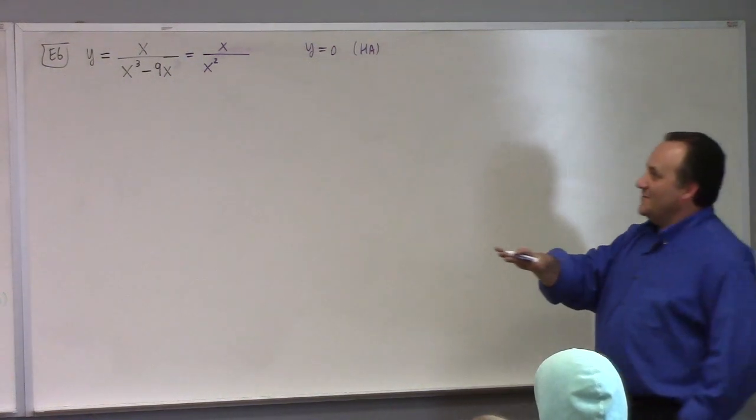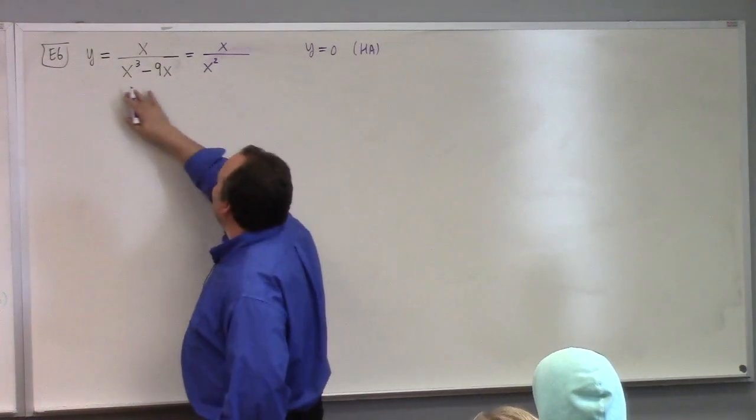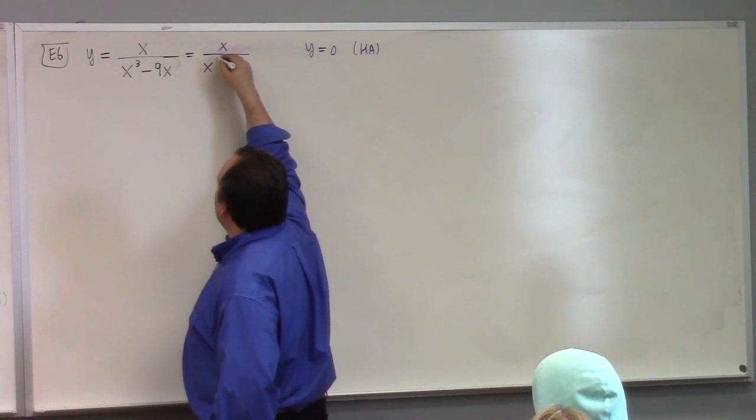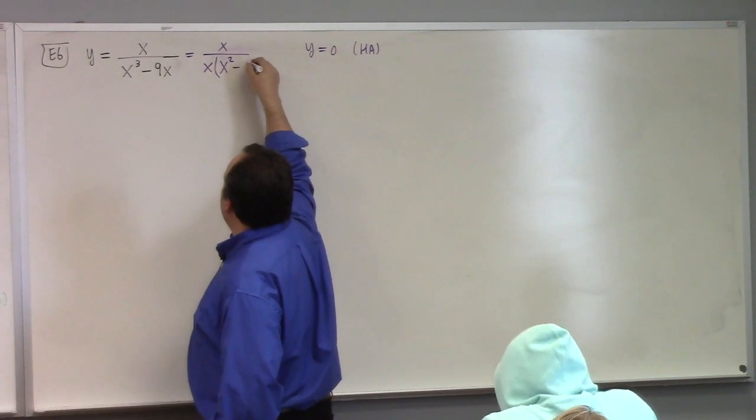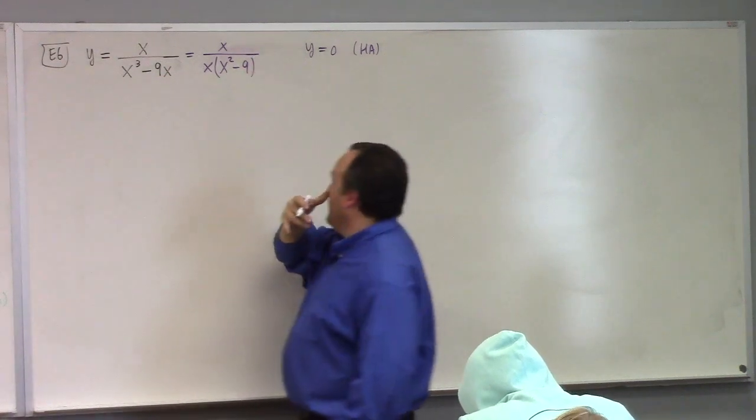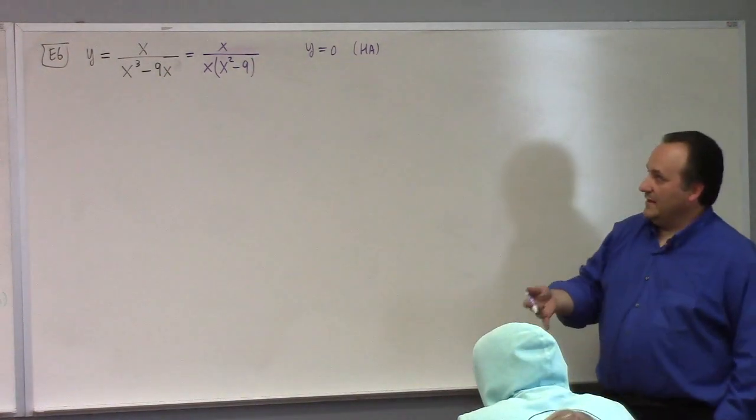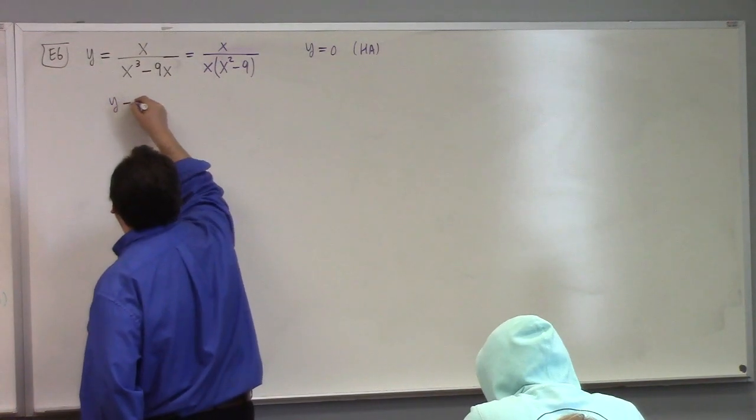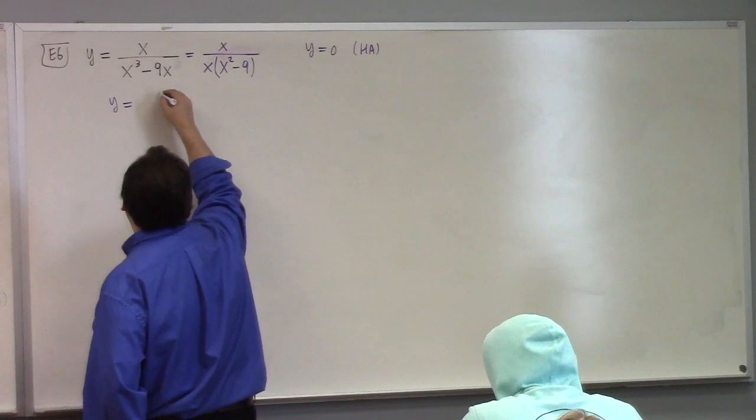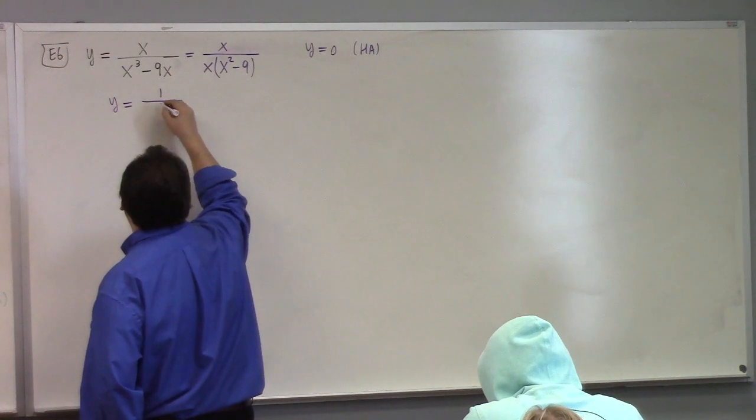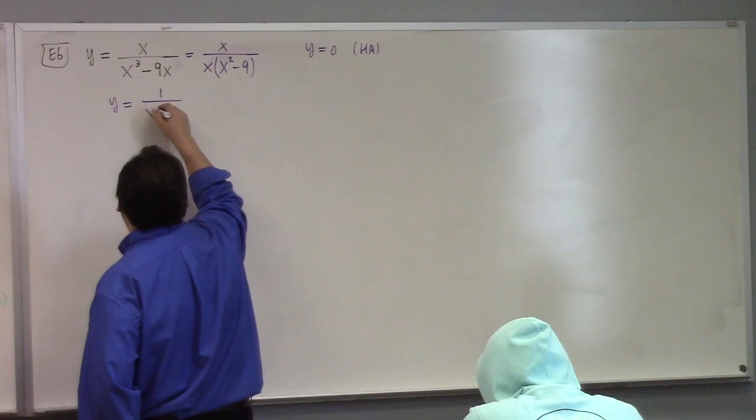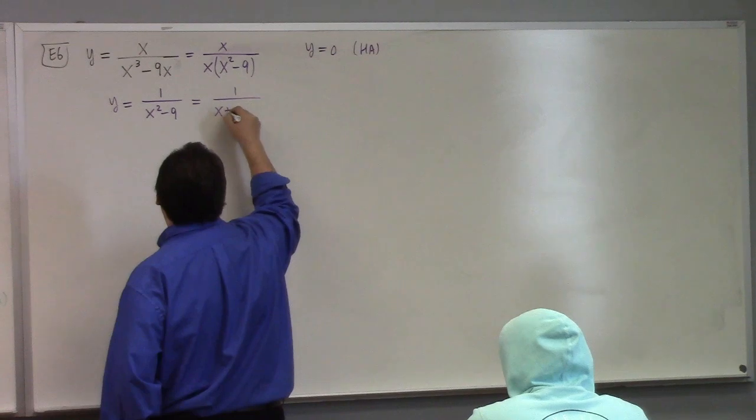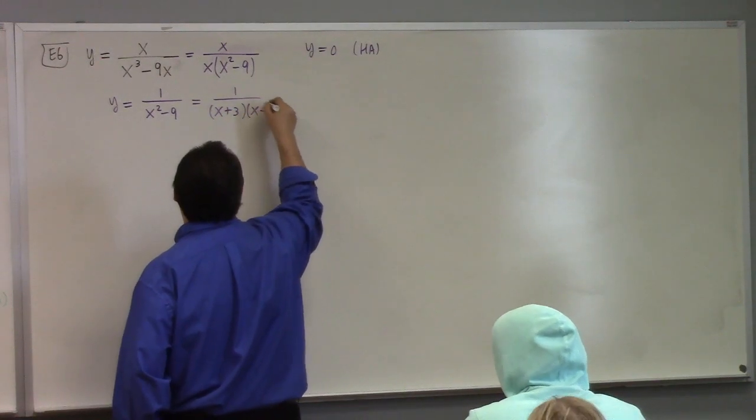We'll stop right there. So x cubed. If I make that an x, then this goes more interestingly, because then that's x squared minus 9. I can factor like that, okay? Then I can factor further. To further factor this, I have y equal to 1 over x squared minus 9, which of course is 1 over x plus 3 times x minus 3.